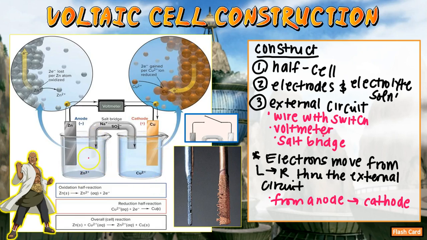We have two beakers now. We have a solution that's going to have our zinc ion or the oxidation reaction. We have another beaker that's going to have our copper ions or the reduction reaction here. And so because they're separated, they have the ability to now produce that electrical energy or voltage, as we'll see as we go along.